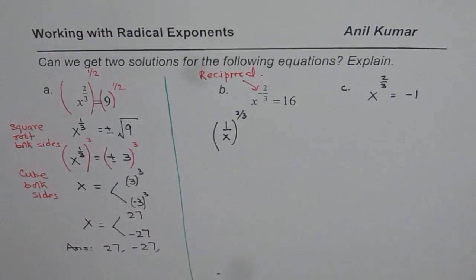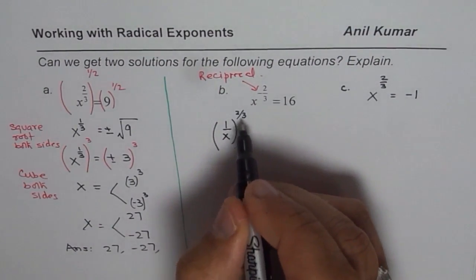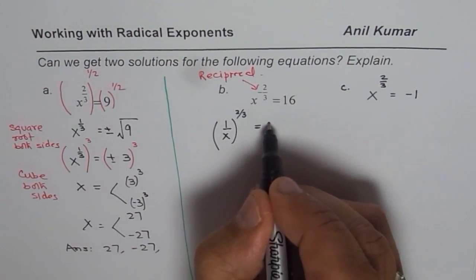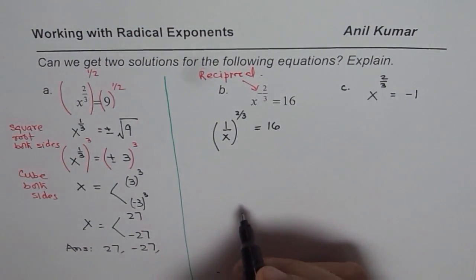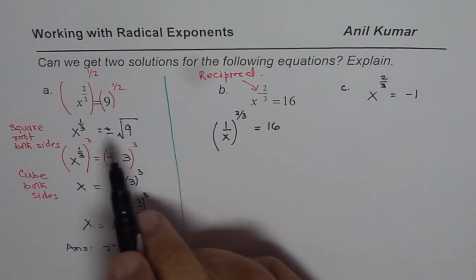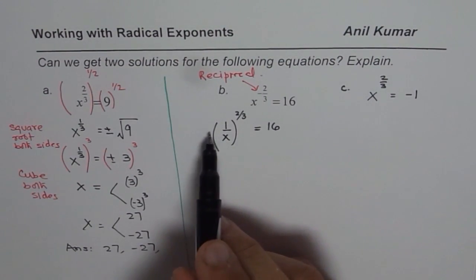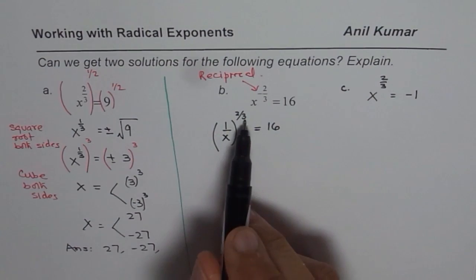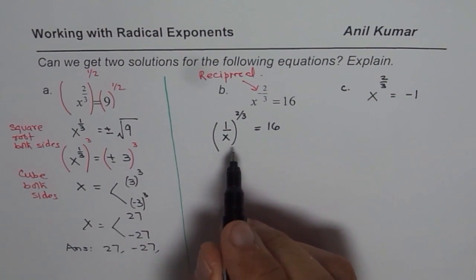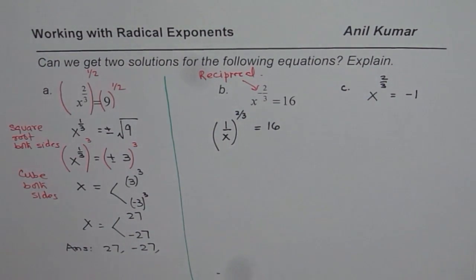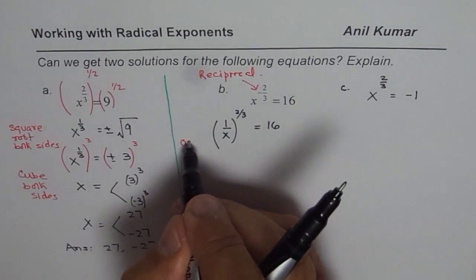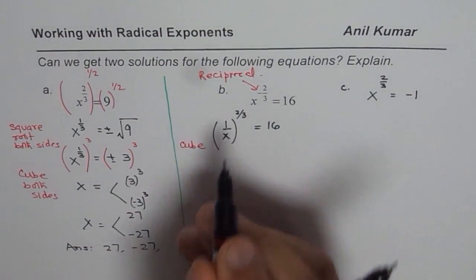And then the equation is 1 over x to the power of 2 over 3 equals 16. Now in this case, last time we squared first, right? Square root, right? This time we'll cube. So this time let us cube both sides. So different strategy this time. We'll first cube and then square root.